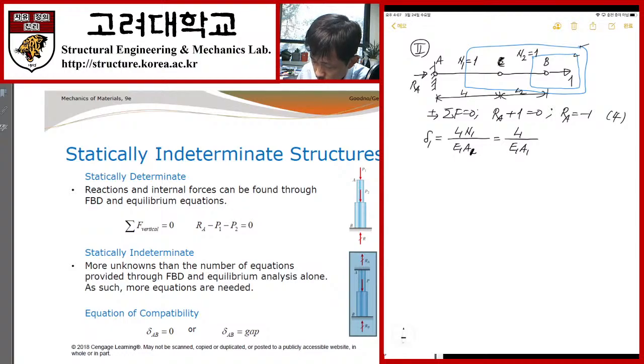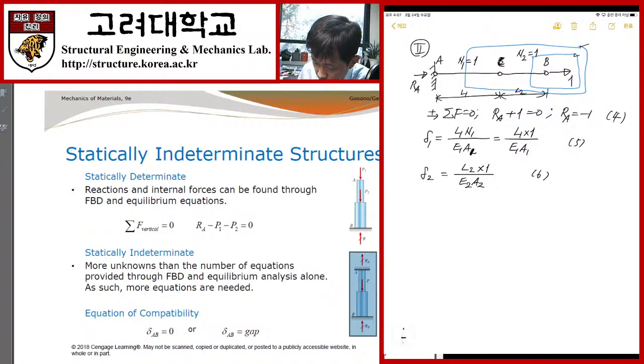So make sure that we have unit value, okay? The unit value. And how about delta 2? Delta 2 is also the same, L2 over E2, A2, times 1, okay? The 5 and 6.